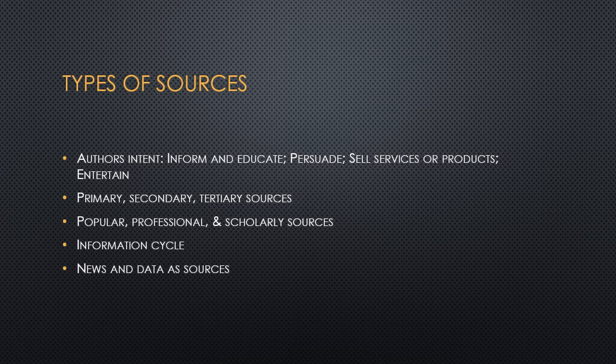This chapter also describes the differences between primary, secondary, and tertiary sources, as well as popular, professional, and scholarly sources. Remember that a source is a combination of those categories. For example, a journal article reporting new research findings is a primary source and a scholarly source.